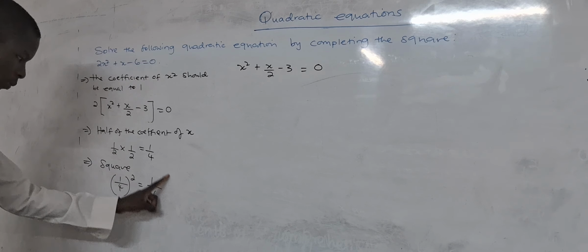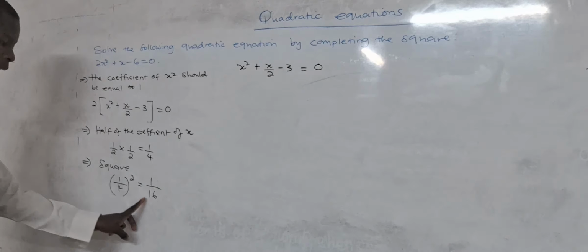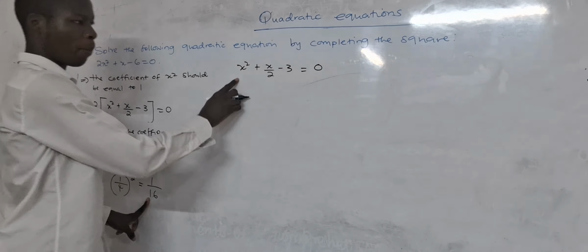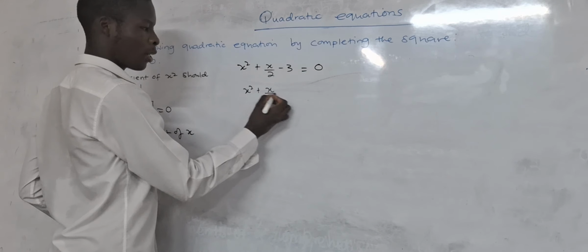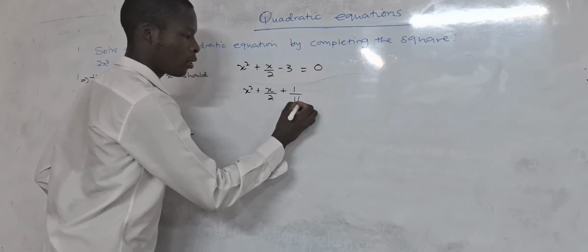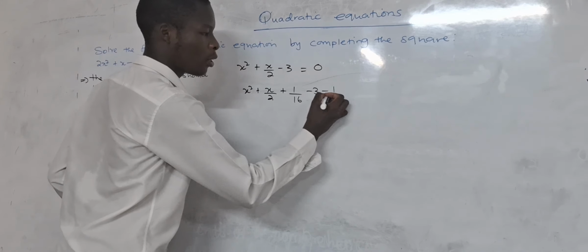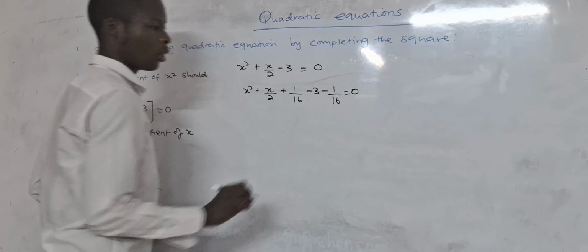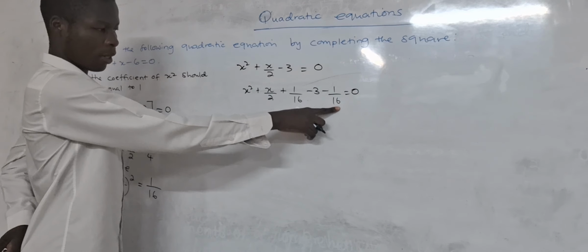What is this? This is the square, right? So you add this square and subtract this square. This is x squared plus x divided by 2, so I am going to add 1 by 16, then minus 3, then I'm going to subtract this 1 by 16, which is equal to 0. So you add and subtract.